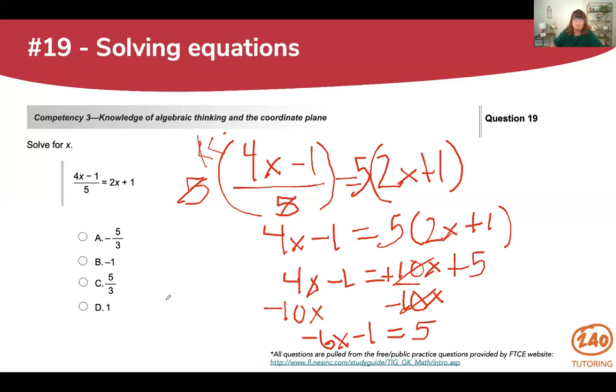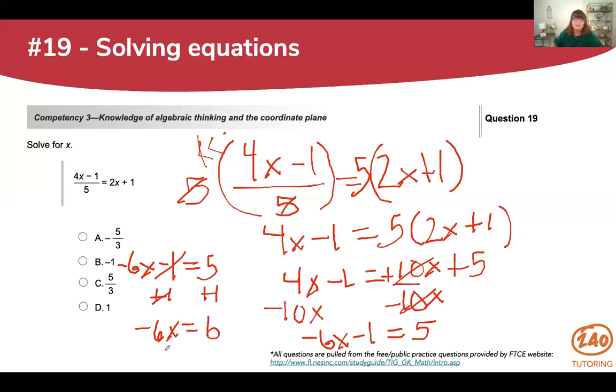Now we can keep working this equation. I'm going to move over here where I can have a little bit more space. I'm going to rewrite that. Negative 6x minus 1 equals 5. Now I'm going to get rid of that minus 1 by doing the opposite. I'm going to add 1 to both sides. So that cancels that out. And I'm left with negative 6x equals 5 plus 1 is 6.